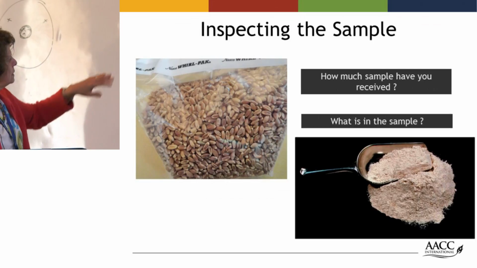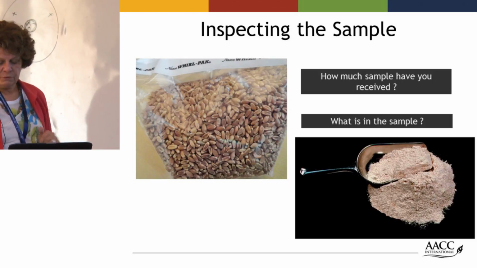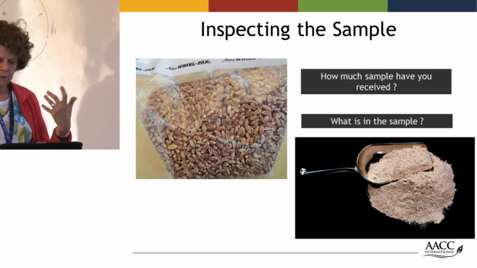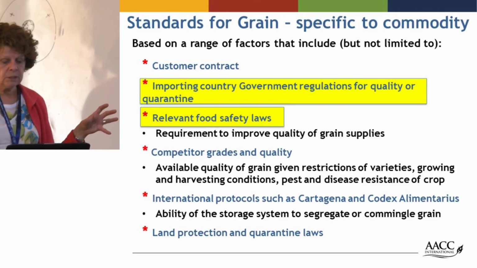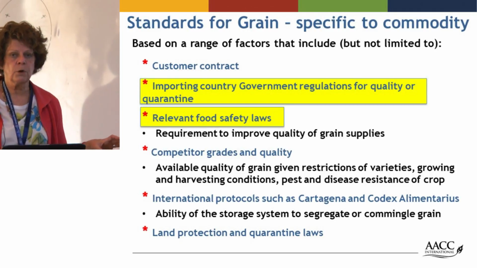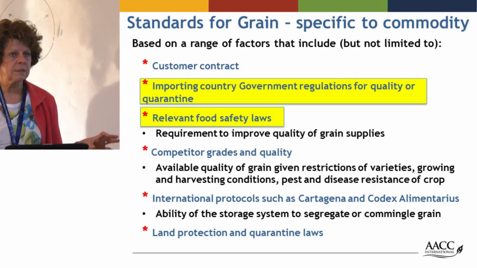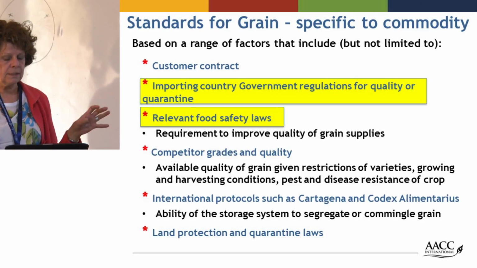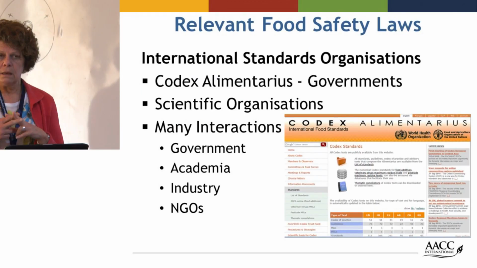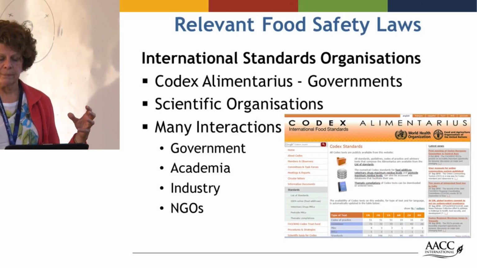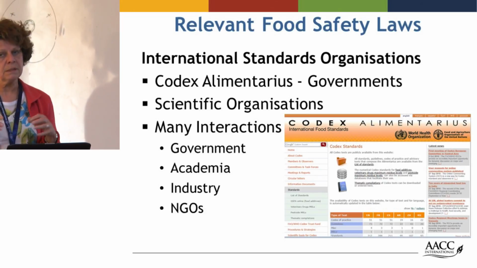And this is where we come to the importing country, which will test for the quality and relevant food safety laws. I talked before about Codex being an important overarching organization. The representatives of Codex are governments. There are about 180 governments part of the Codex organization. Codex is a combined organization under the umbrella of FAO and WHO.